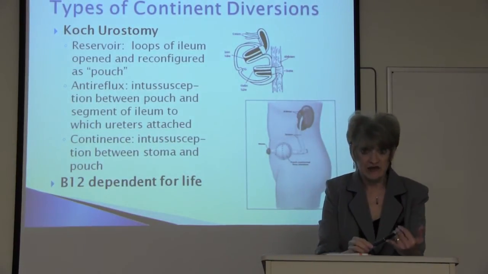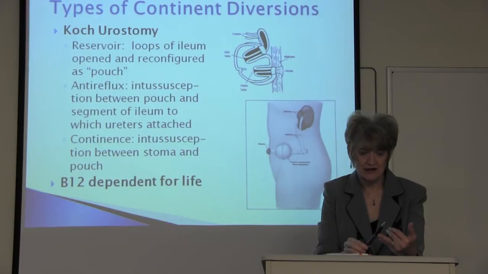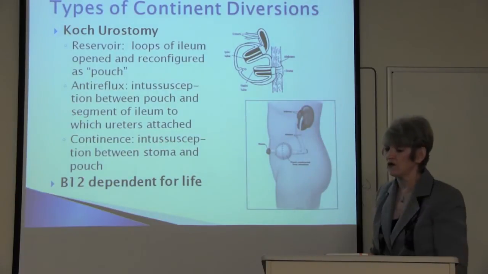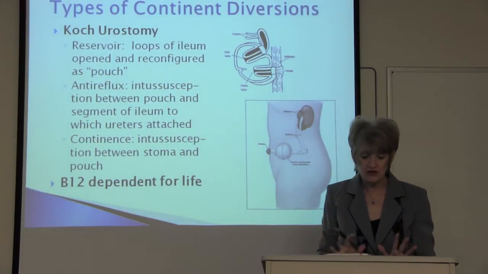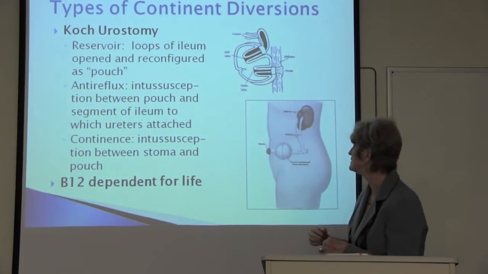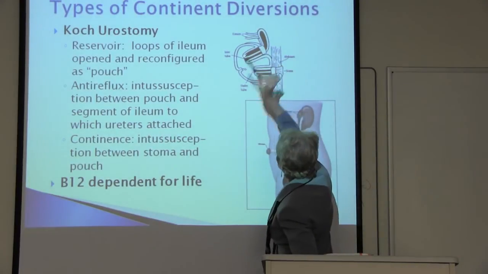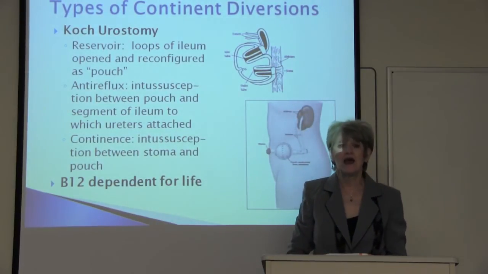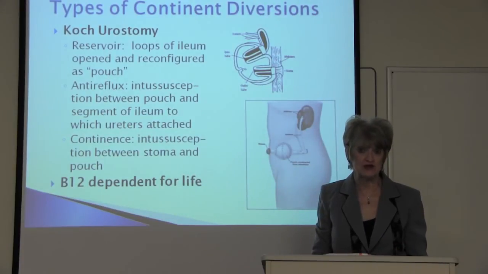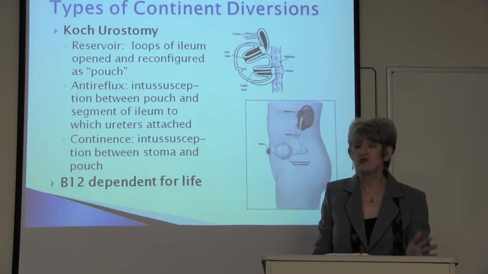Notice that everything is constructed from the terminal ileum. The reservoir, the anti-reflux mechanism, and the continence mechanism. You end up using a significant amount of the terminal ileum. Usually it takes about 75 centimeters to make the reservoir, plus both intussusceptions, plus the little inlet section to which the ureters are connected. And that means that any patient who has a Koch urostomy is going to be B12 dependent for life. This was the first modern continent urinary diversion.